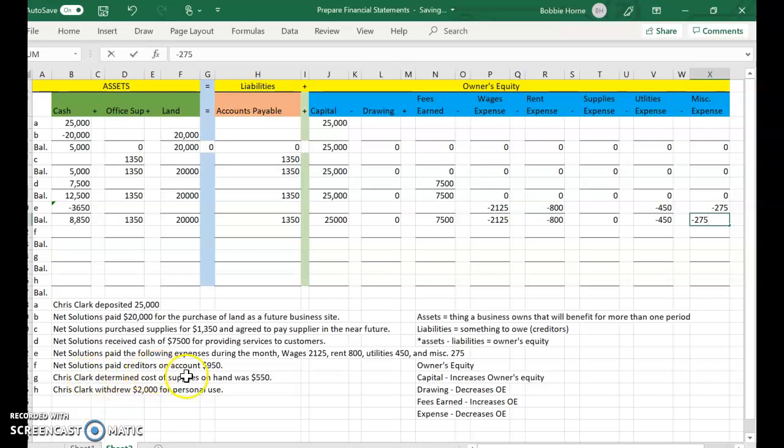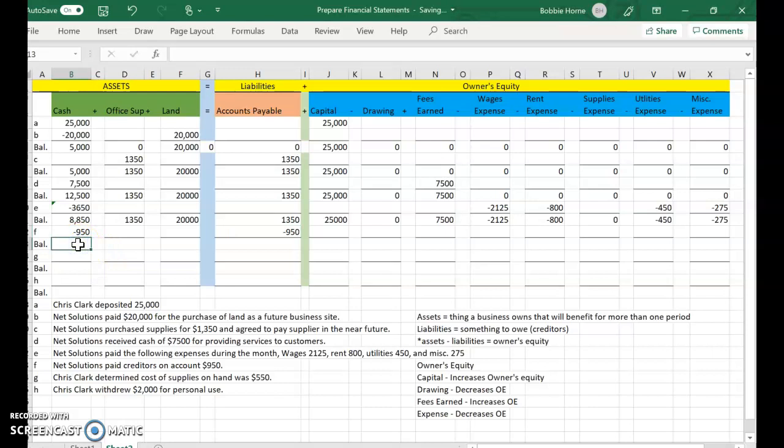Net Solutions pays creditors on account. So they're paying some of the amount that they owe on the accounts payable. So what's going to happen is cash is going to go down, and accounts payable, think about it, you're paying on your credit card bill. Pretend that it's your credit card bill. If you're paying on it, you expect the balance that you owe to go down.